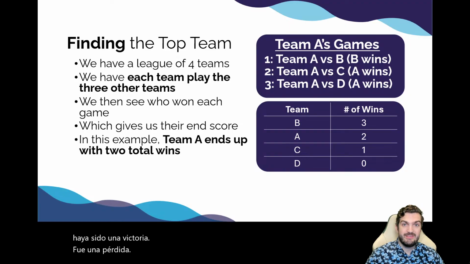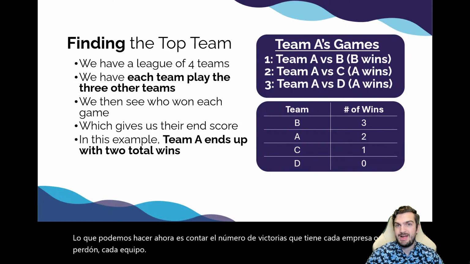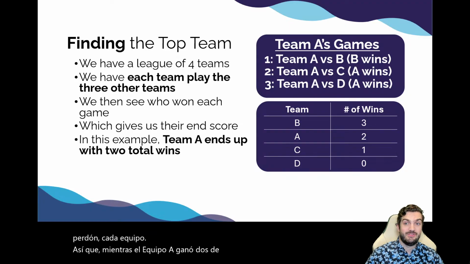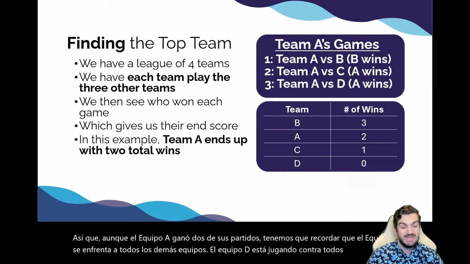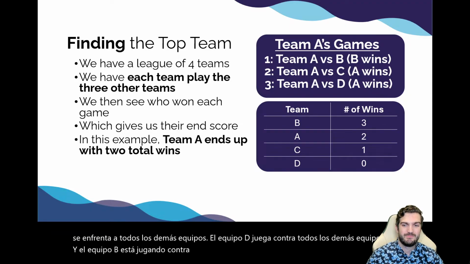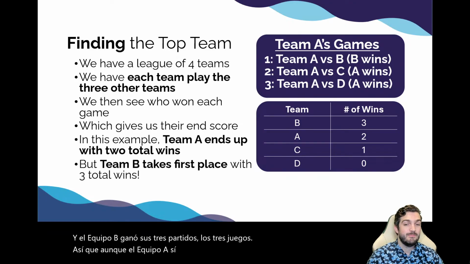What we can do now is count up the number of wins that each team has. So while team A won 2 of their matches, we've got to remember that team C is playing all the other teams, team D is playing all the other teams, and team B is playing all the other teams. And team B won all 3 of their games. So, while team A did have 2 wins, it's team B that would take first place with 3.